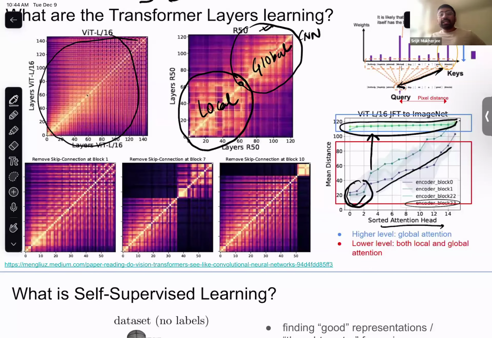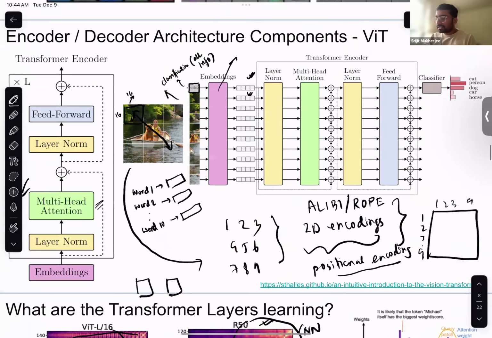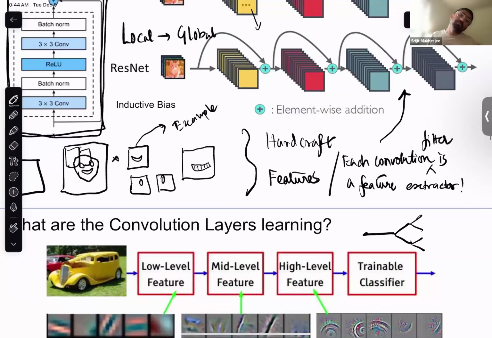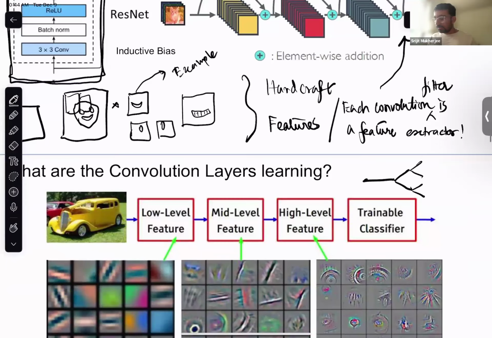Okay. So the next part is this skip connection. I want to just say this because you may wonder that there's a skip connection here. Why am I taking the skip connection? Because the skip connection is very important both in CNN and vision transformer.